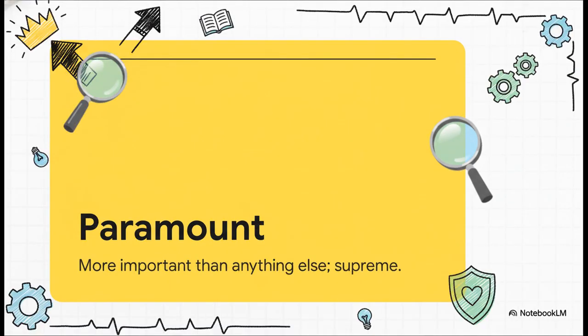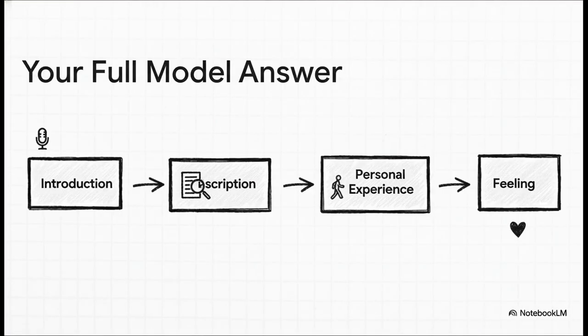And then there's paramount. This is a very strong, very formal-sounding word for something that is extremely important. It's great for your conclusion. You could say something like, after reading the article, I realized that getting enough sleep is paramount for my well-being. Okay, so let's put it all together and recap the whole strategy. You see how by following this logical flow, introduction, then description, then your personal experience, and finally your feelings, you build a really fluent and complete answer? This is the kind of high-scoring structure you should be aiming for.